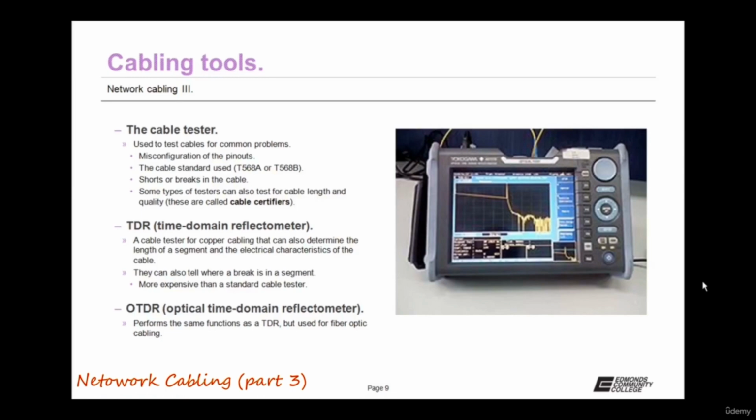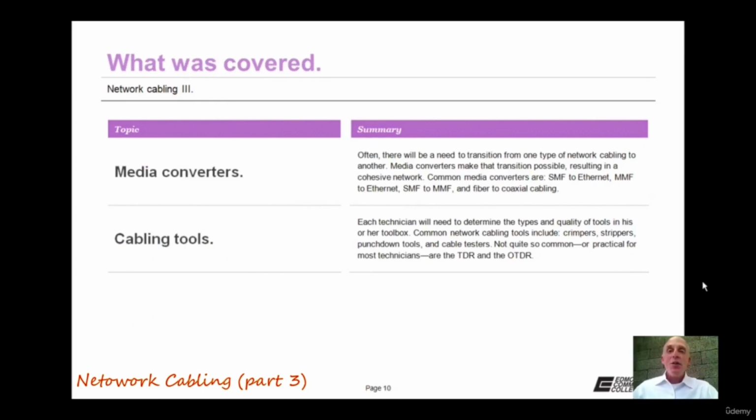Let's conclude this with the OTDR, the Optical Time Domain Reflectometer. It performs all of the same functions that a TDR can, but it is specifically used for fiber optic cabling. Now that concludes this session on network cabling part 3. I briefly talked about media converters, and then I brought up some cabling tools that you need to know about.